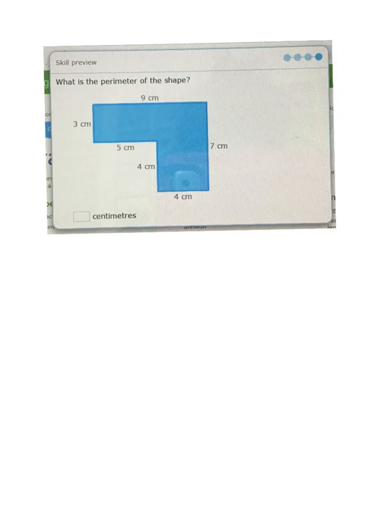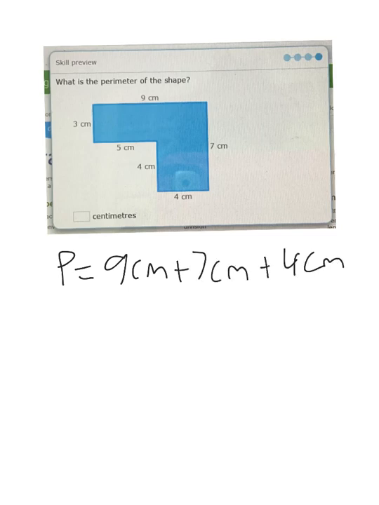So this one looks a little trickier, but it's really just, again, straightforward addition, making sure we have the measurement for each of the sides, each of the lengths, and adding them up. So for this shape, our perimeter equals 9 centimeters. The hardest part is just making sure you don't forget one of the sides. Plus 7 centimeters, plus 4 centimeters, plus 4 centimeters, plus 5 centimeters, plus 3 centimeters.